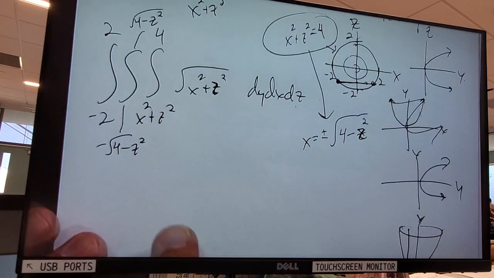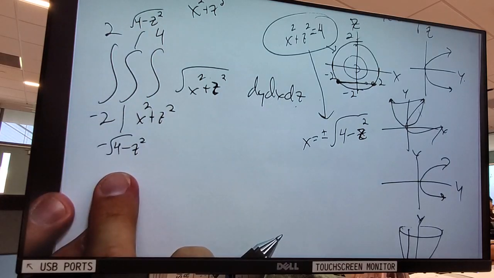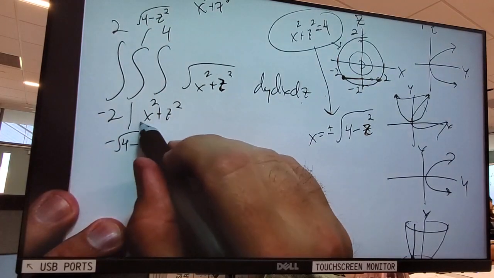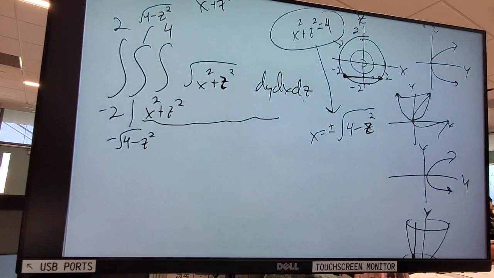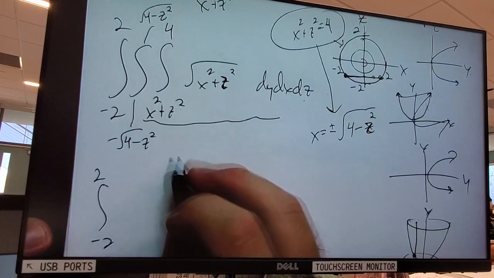Is anyone terribly excited about eventually doing these? No. Let's do the first one. The inner integral, yes? Why is the inner integral really easy?